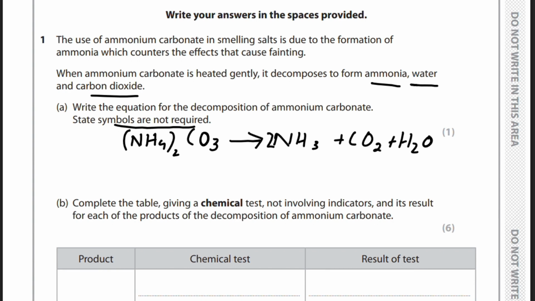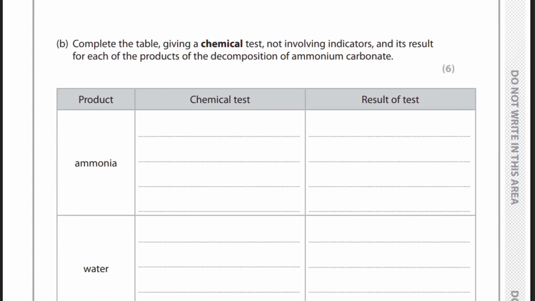Move on to the next question. Complete the table giving a chemical test. You need to write here the chemical test, not the indicators. Okay. So for ammonia, what is the chemical test? Add hydrogen chloride.